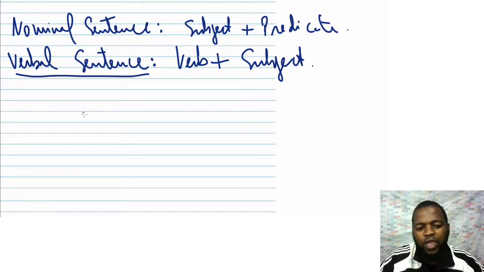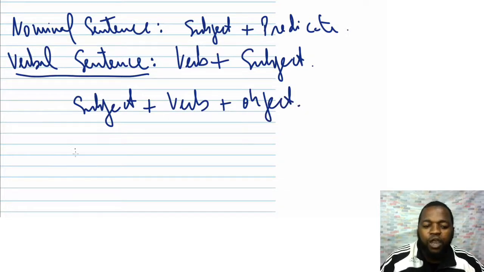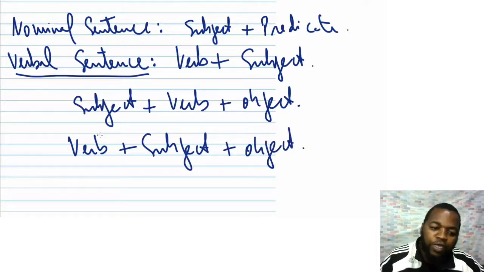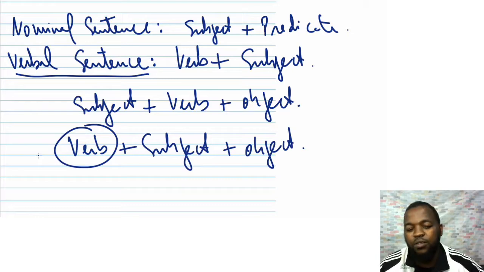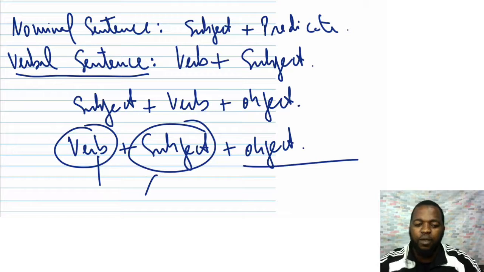Also, I need to tell you the following. In English, we have subject plus verb plus object, right? We have something like this. But in Arabic, we have verb plus subject plus object or anything else. So in Arabic, first comes the verb. That's why it's a verbal sentence. Then comes the subject. Then everything else. Once you identify these two, then everything else comes later.